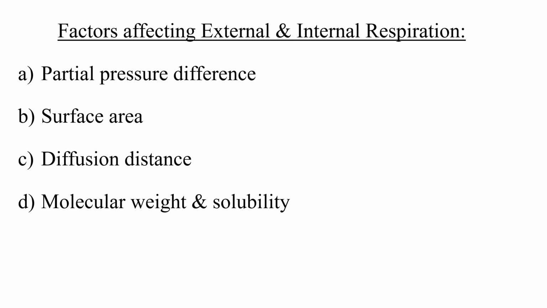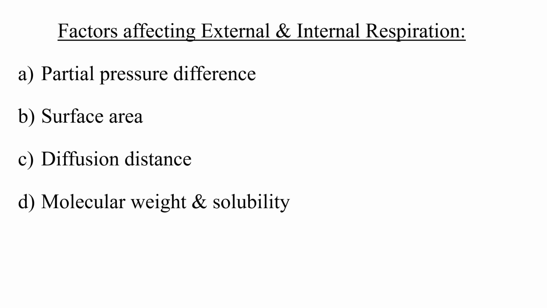So the next factor is the surface area. The rate of diffusion is directly proportional to the surface area, and in some disease conditions like emphysema, it decreases. The diffusion distance is the distance the respiratory gases should travel for the gaseous exchange, and the diffusion distance is inversely proportional to the rate of diffusion.